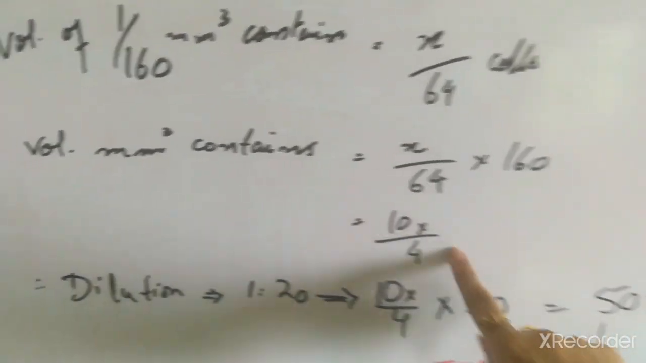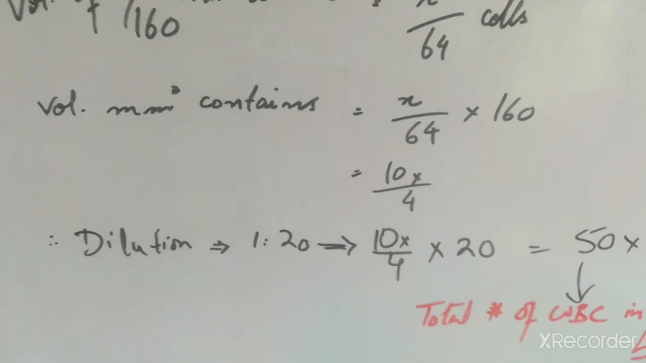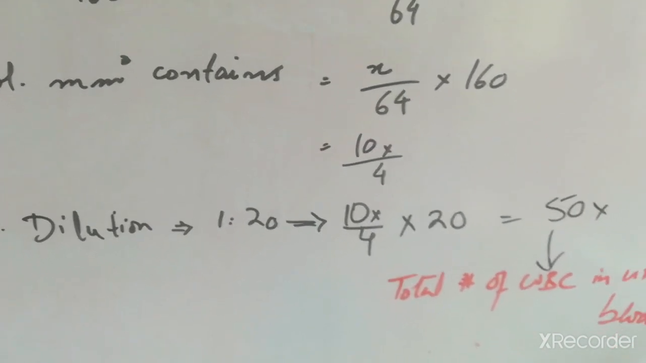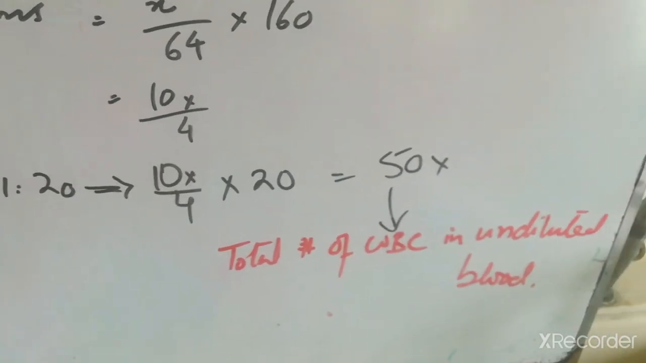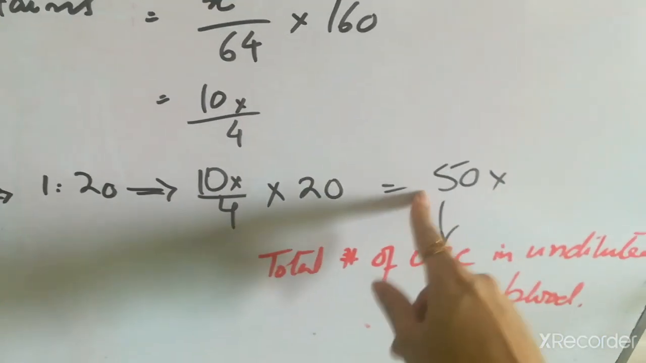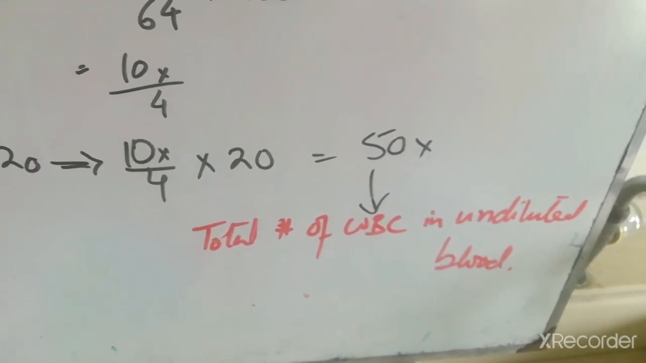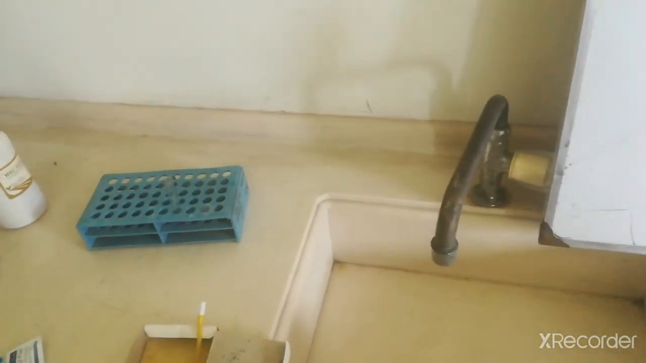So this would give the value of 10X divided by 4, and since we know that the dilution factor was 20, we will multiply this by 20, and the answer would be 50X. So whatever number of cells you count, you will have to multiply with 50, and that would be your total number of WBCs in undiluted blood. Let us now begin with the procedure.